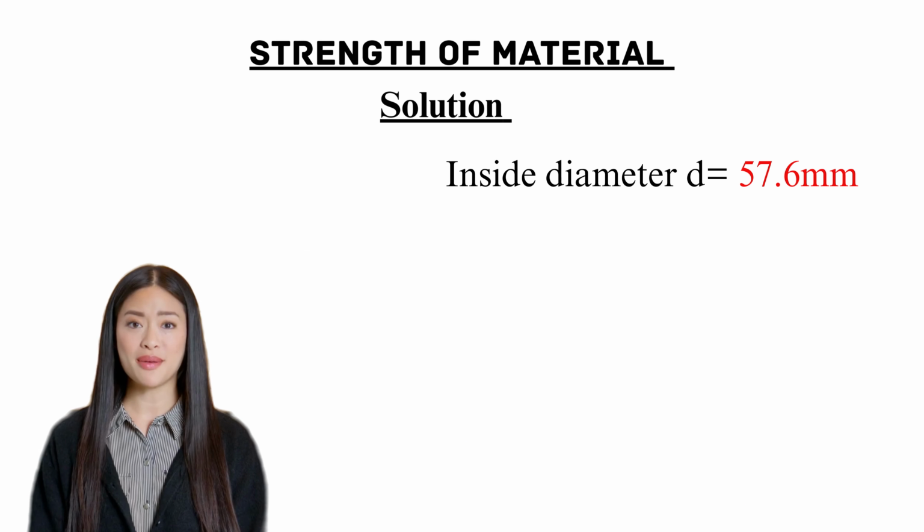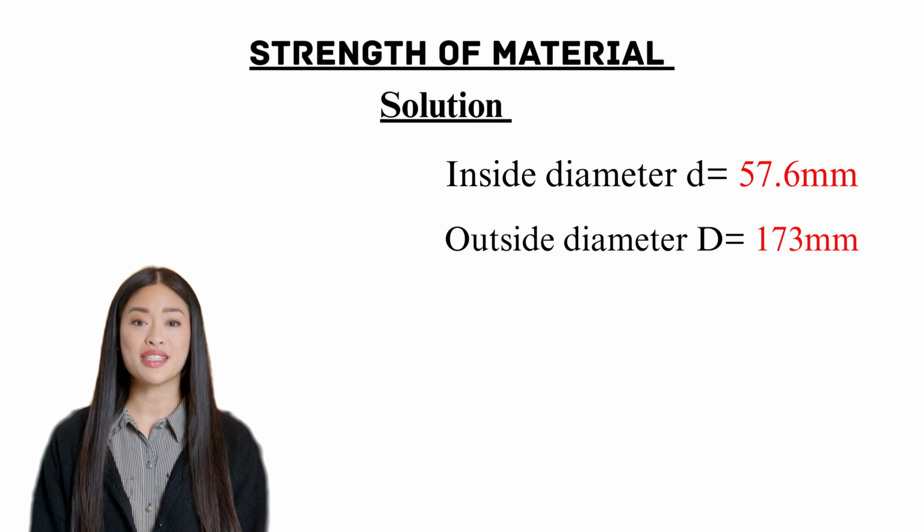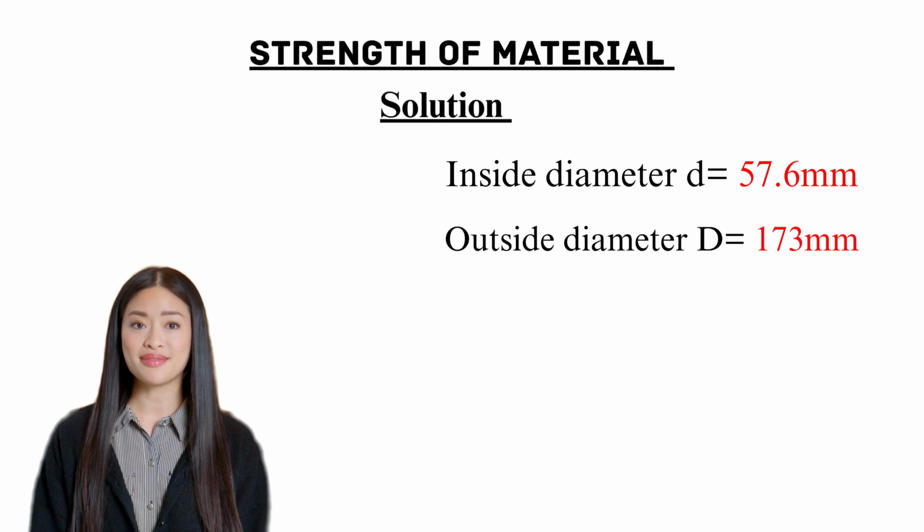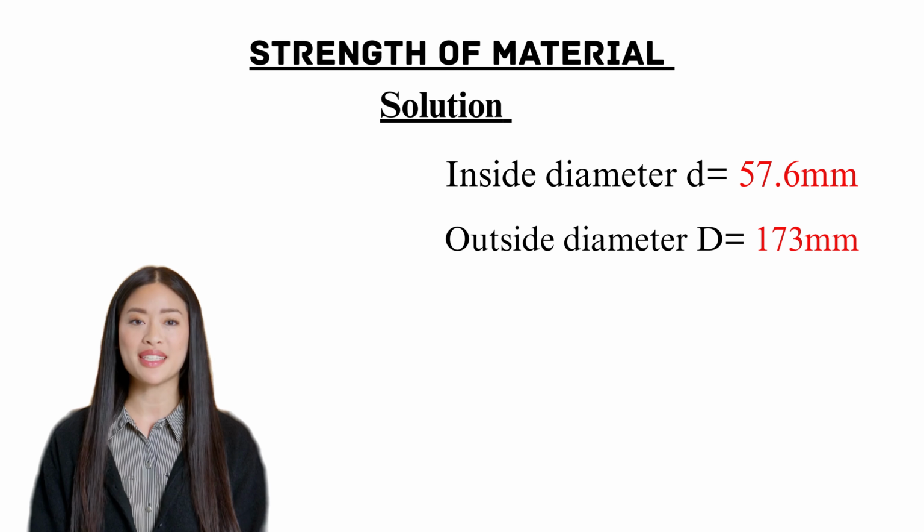So, the inside diameter of the beam is 57.6 millimeters, and the outside diameter is 173 millimeters. These dimensions ensure that the bending stress does not exceed the allowable limit.